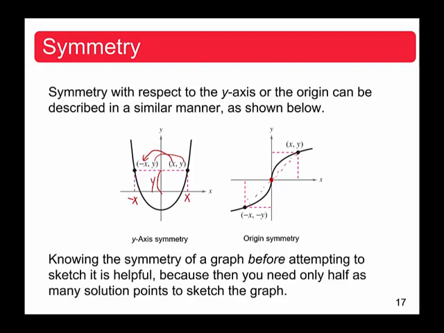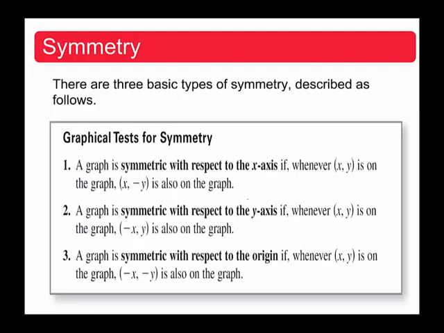And knowing the symmetry of the graph before graphing it is really helpful. It gives you a direction, also a rough idea, of where the graph should be located. So that's why knowing the symmetry is useful. And we have three basic types of symmetry. We'll just talk about symmetry with respect to the x-axis.